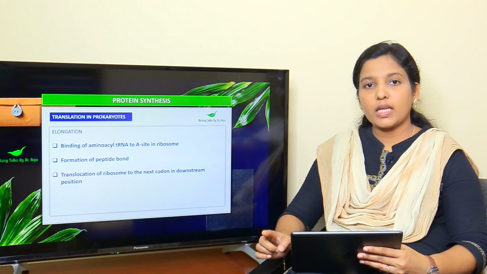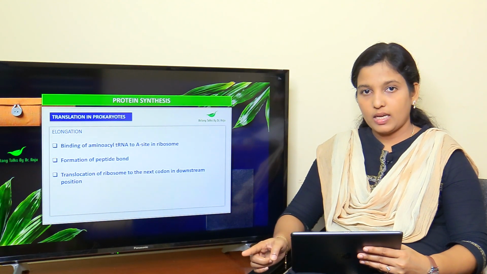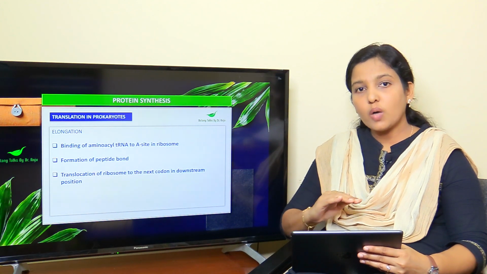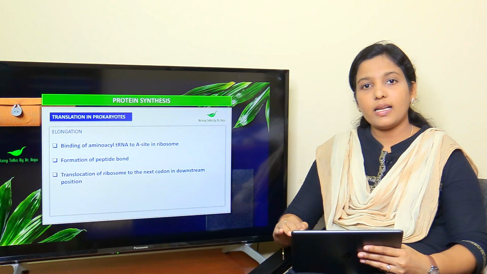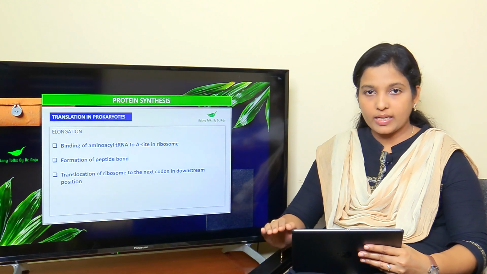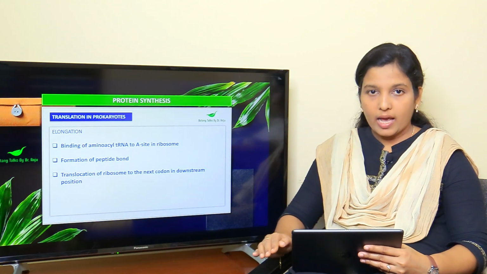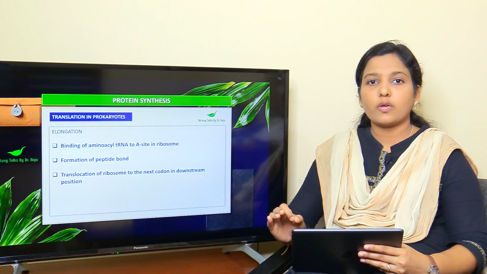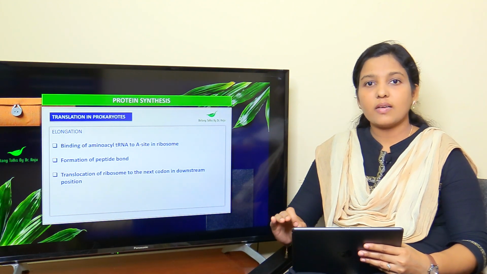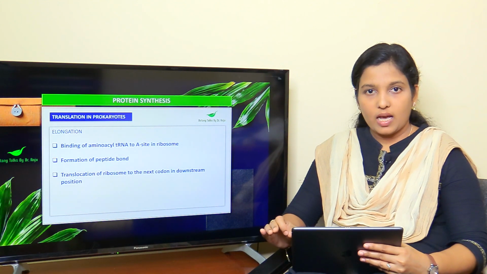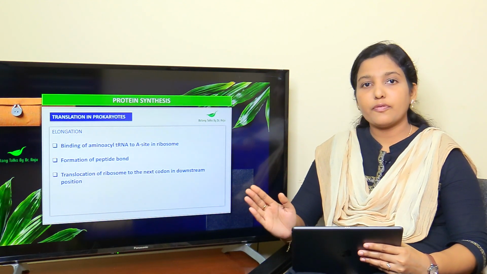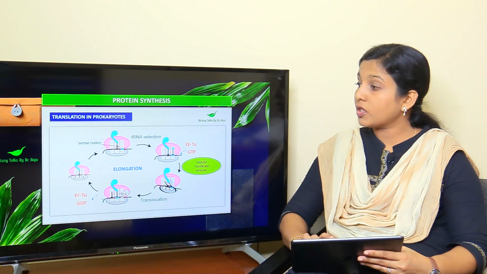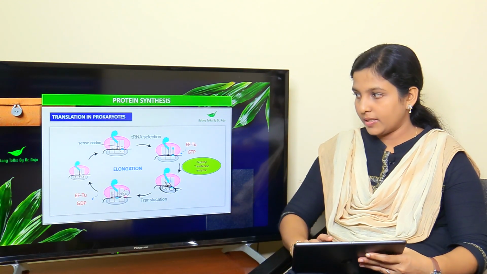It will move 3 nucleotides forward, and it will move throughout the mRNA molecule until it reaches a stop codon in the mRNA molecule. Only when it reaches a stop codon will the translation process be stopped. Until then, the elongation phase will continue. What are the different events that occur in an elongation phase?